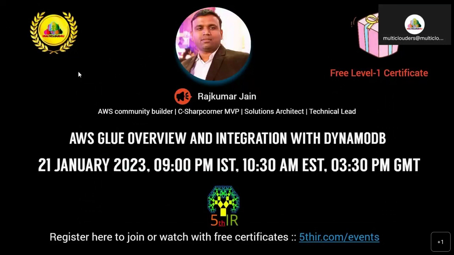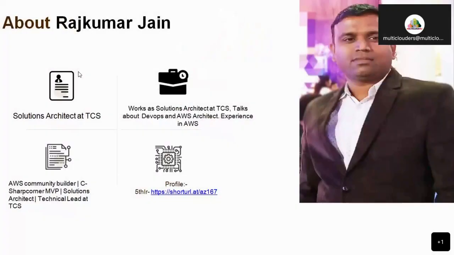Today's session is about AWS Glue overview and integration with DynamoDB by Rajkumar Jain. About Rajkumar Jain, he works as a solutions architect at TCS. He talks about DevOps and AWS architecture and has quite a lot of experience in AWS. He is an AWS community builder and C Sharp Corner MVP. If you want to know more about him, you can follow the speaker profile link mentioned here, that is available on the 5th IR portal.